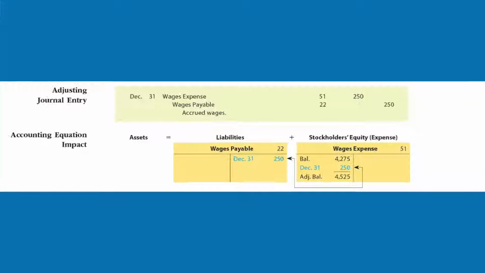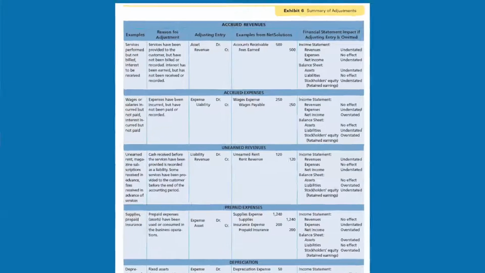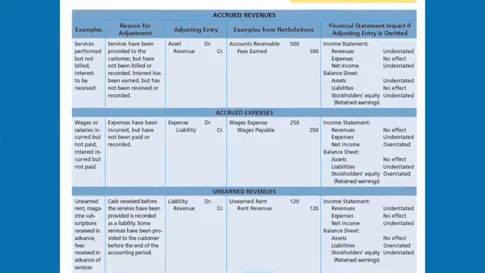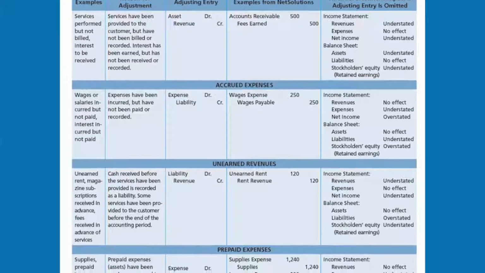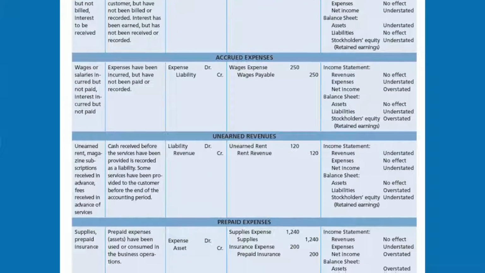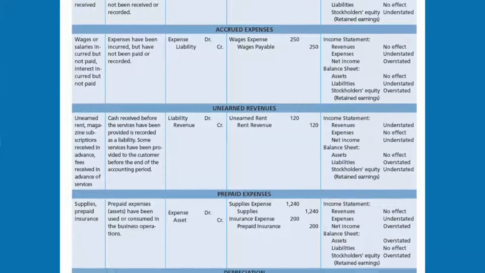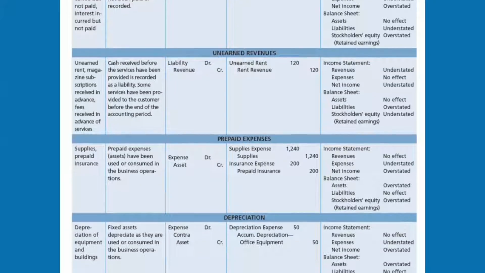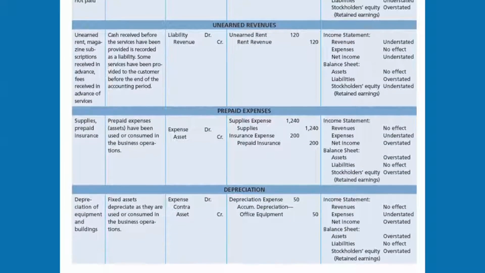And so in chapter 3, we start with the unadjusted trial balance from chapter 2, and we introduce the concept of adjusting entries, and we go through adjusting entries for Net Solutions transactions for November and December. We end chapter 3 with an adjusted trial balance, and we also have an exhibit which summarizes all the adjustments. One column shows the Net Solutions example, one column shows just the basic generic type of adjusting entries, and we also show in that exhibit the impact on the financial statements if you failed to make an adjusting entry, or what the impact of the adjusting entry is on the financial statements.